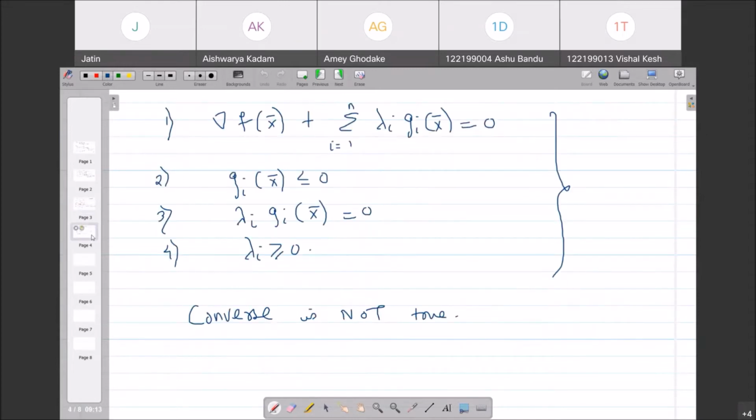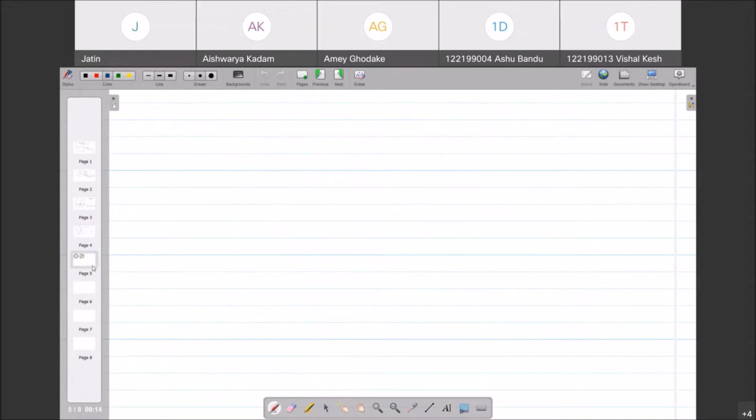I will tell you under what condition the converse is true, but before that, let me give you an example. So you have a problem P. What is the problem? I have to minimize minus x, subject to a circle x1 square plus x2 square less than or equal to 4, and a parabola minus x1 square plus x2 less than or equal to 0. And my x1 and x2 are non-negative.